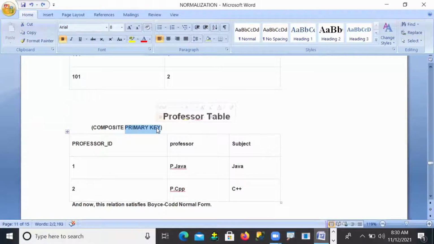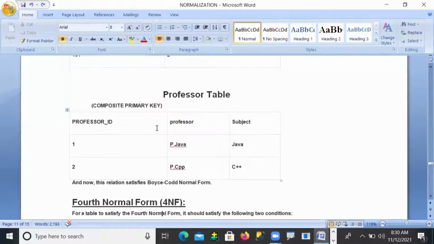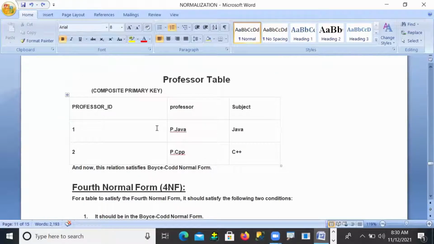Yes. So now it satisfies your BCNF. BCNF says that if A depends on B column, then A should be a super key column, which is nothing but a primary key column. Then only it is satisfied. Otherwise, it doesn't satisfy your BCNF. So this is what we call the BCNF condition, or the technical solution here.